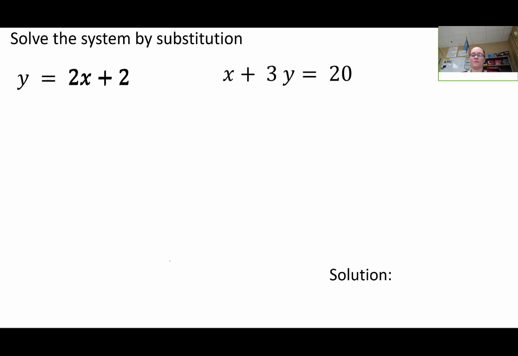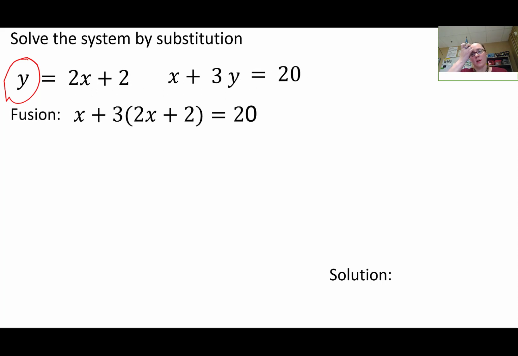Let's look at this one now. I've got y equals 2x plus 2 and x plus 3y equals 20. I do have one that's solved for y, so in my second equation, I'm going to replace the y with the 2x plus 2. You can see my two equations there now. I took the y and replaced it with all of this. From there, I've just got to simplify and solve for x.